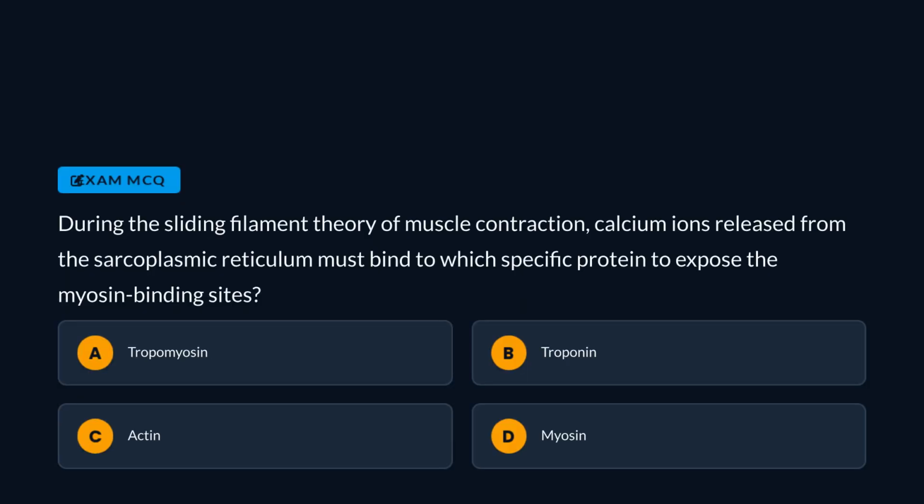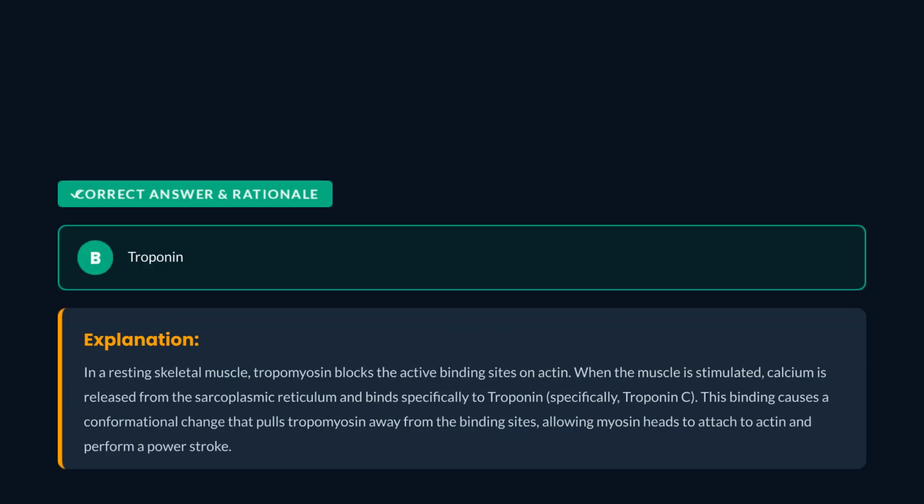During muscle contraction, calcium ions released from the sarcoplasmic reticulum must bind to which specific protein to expose the myosin binding sites? Calcium binds specifically to troponin. This binding causes a change that moves tropomyosin, allowing the myosin heads to attach to actin and initiate the power stroke.